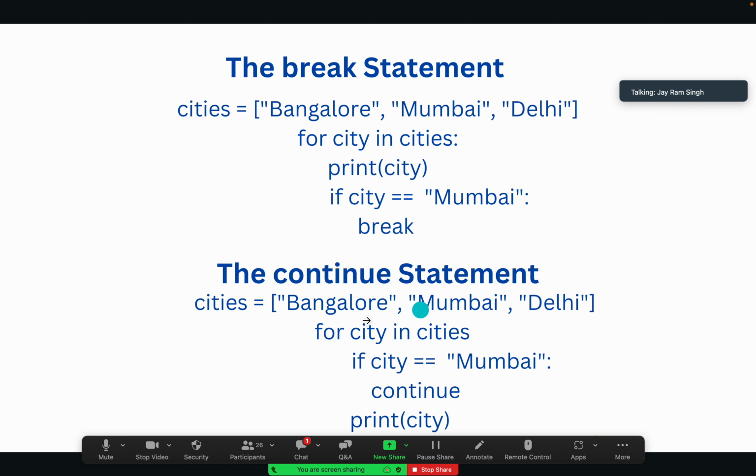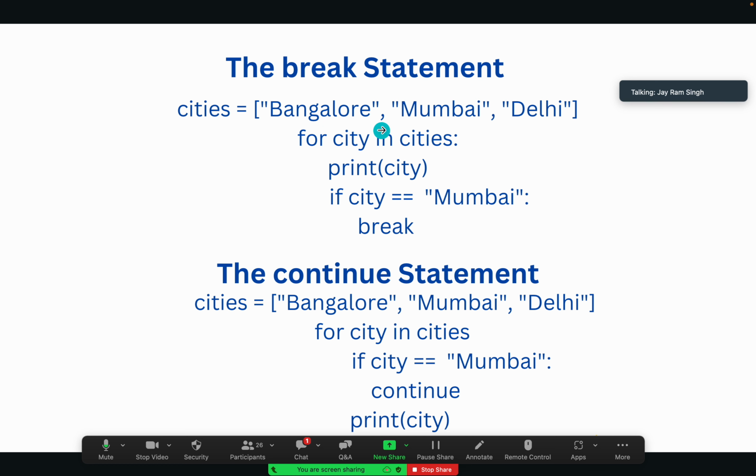Now break. Break is one important statement you know in every programming language. You are going through a loop and printing city. It will first take Bangalore and print it. The condition is: if city is equal to Mumbai. Do you think it is Mumbai? It's Bangalore right now, so it will not go into that break condition.